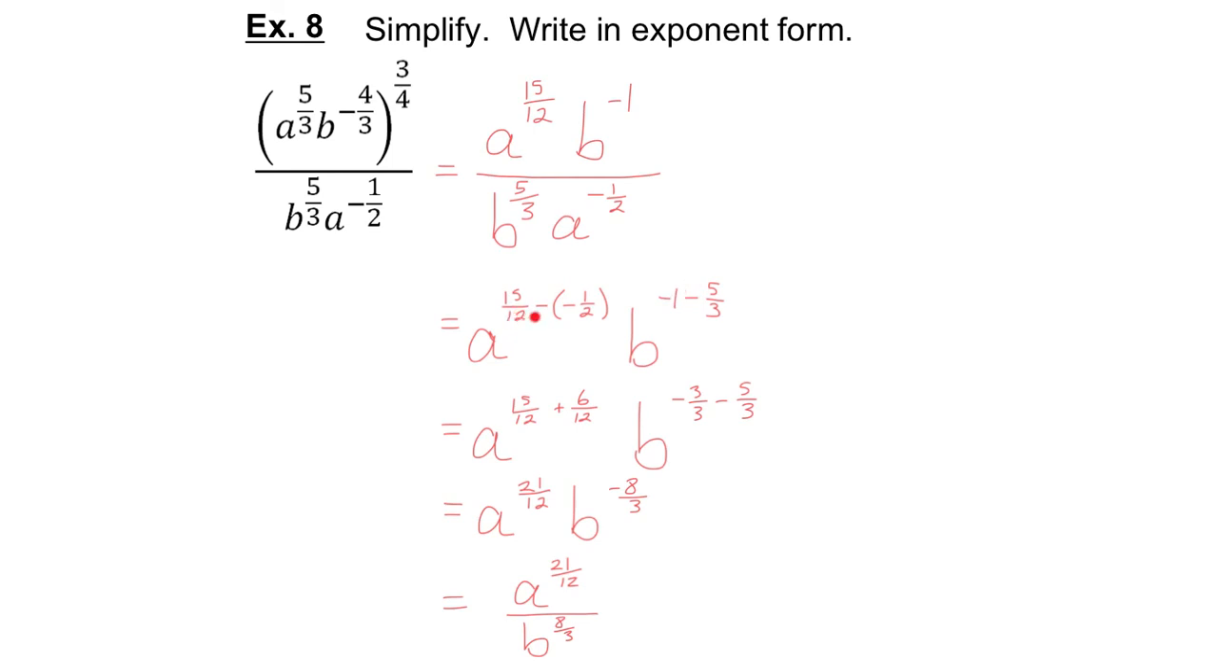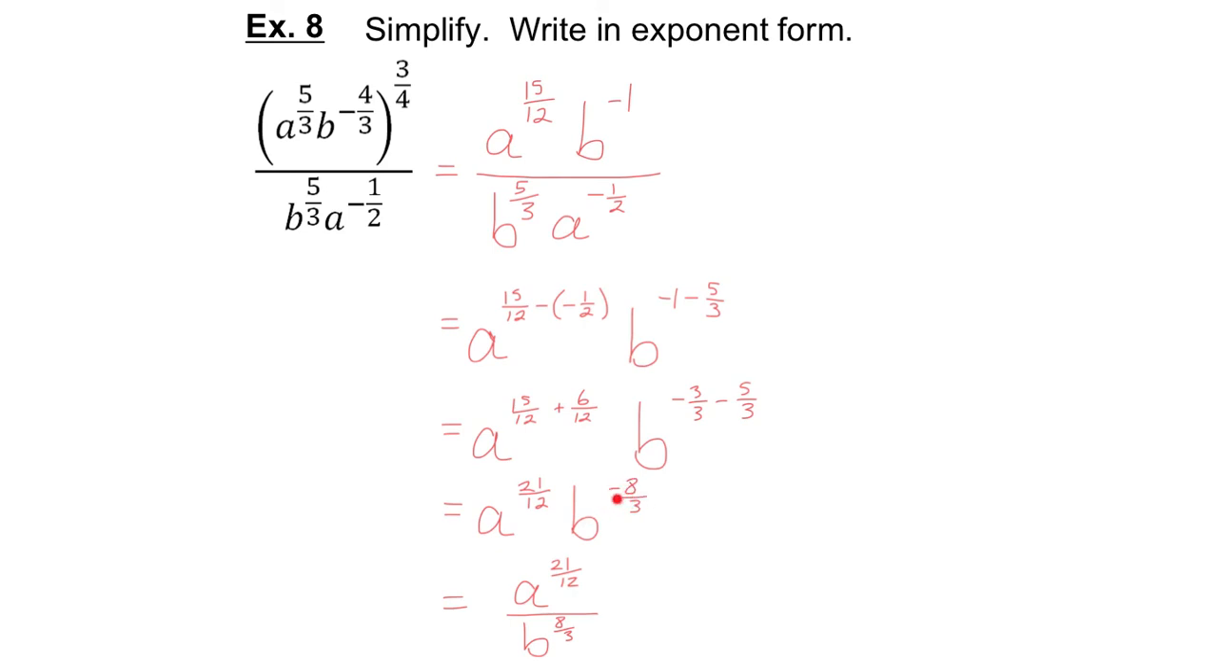Okay, so 15/12 minus -1/2 is the same as 15/12 plus 1/2. To add and subtract fractions, you need a common denominator. So 1/2 is just 6/12. Now they both have 12 as the denominator. 15 plus 6 is 21. So this is 21/12 as the exponent for a. If I look at the exponent for b, -1 minus 5/3. Well, -1 is just -3 over 3. So -3/3 minus 5/3, -3 minus 5 is -8. So I have -8/3 as the exponent on b.